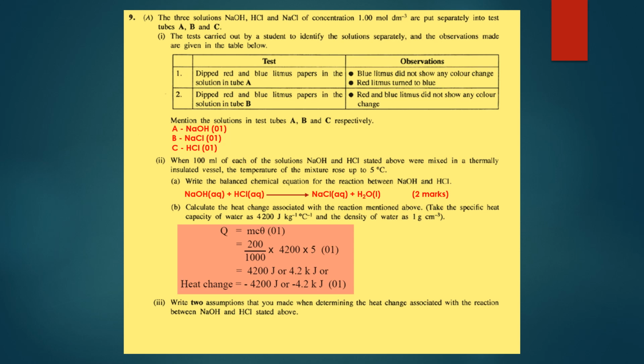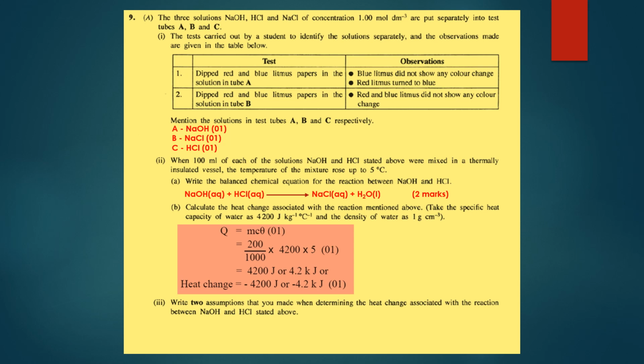So you can apply these in the equation and simplify. Then Q equals 4200 joules or 4.2 kilojoules. This reaction is an exothermic reaction. So heat change or delta H should be a negative value. So your answer, heat change equals minus 4200 joules or minus 4.2 kilojoules. You can earn 3 marks.